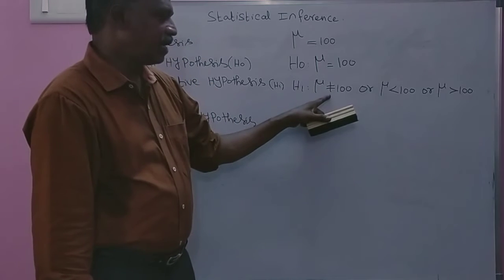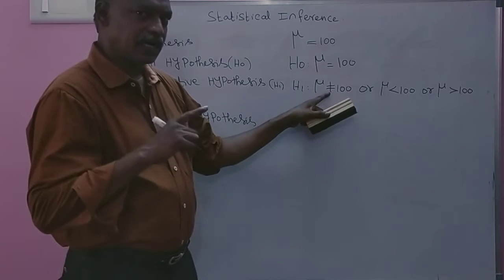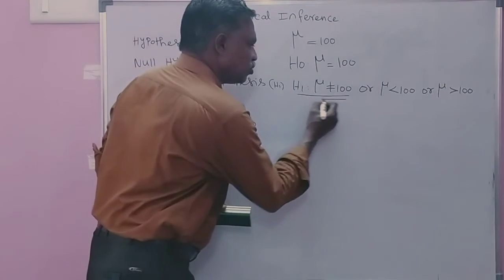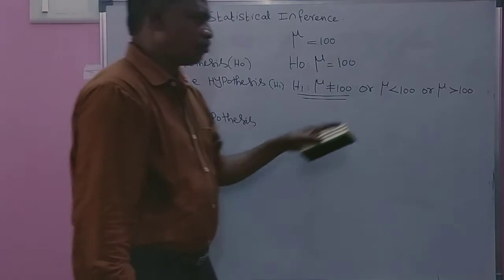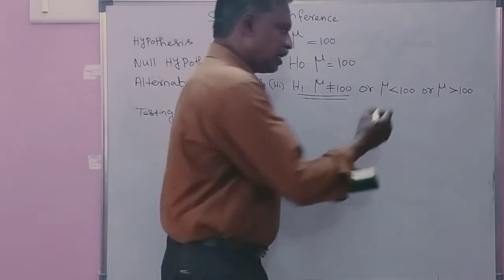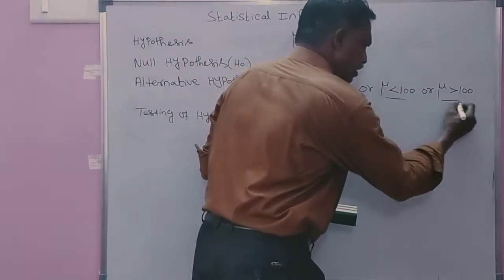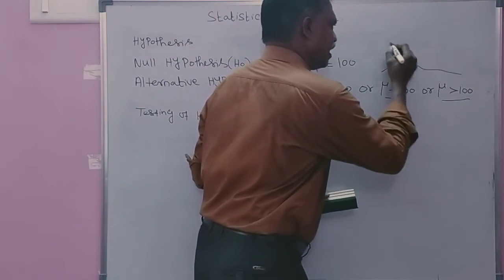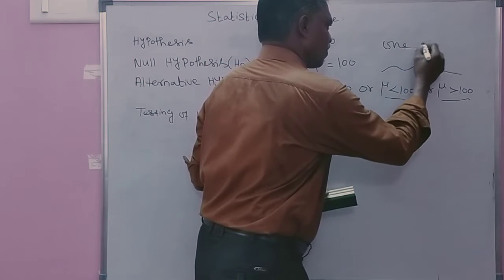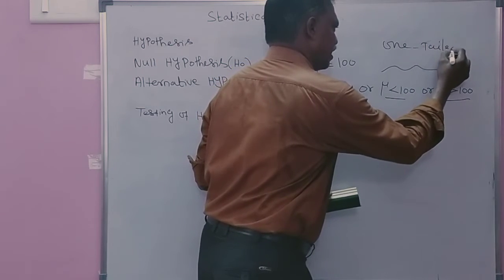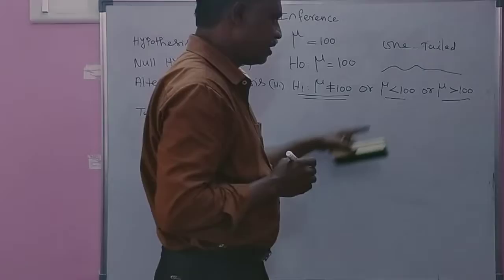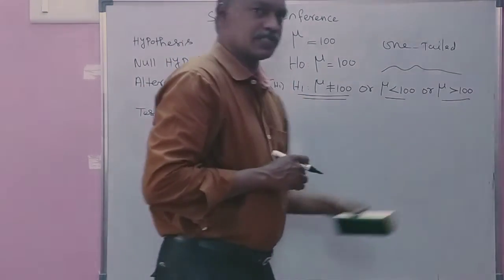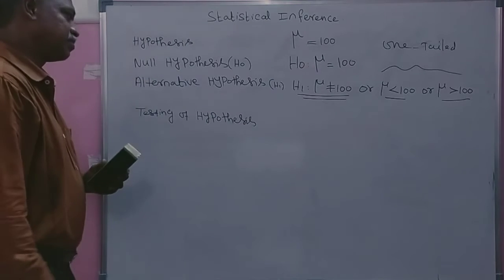When a not equal to symbol is involved in the alternative hypothesis, the test is called a two-tailed test. Suppose the less than symbol or the greater than symbol is involved in the alternative hypothesis, then it is called a one-tailed test. Particularly, this is a left-tailed test and this is a right-tailed test. So this is another concept.